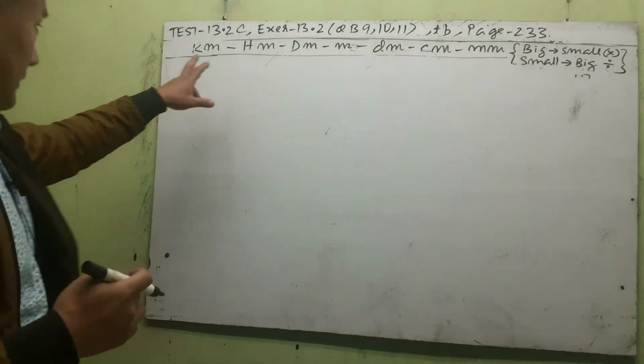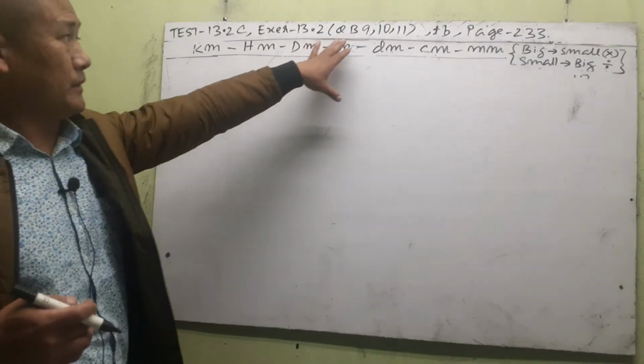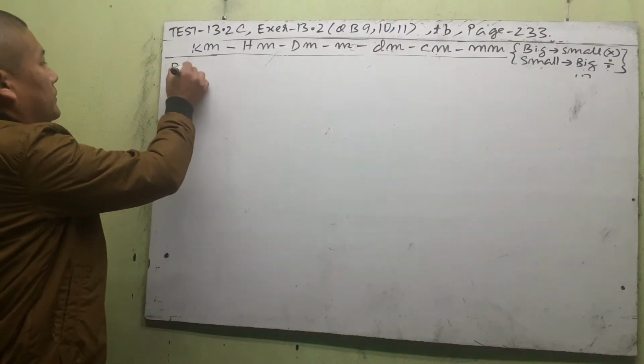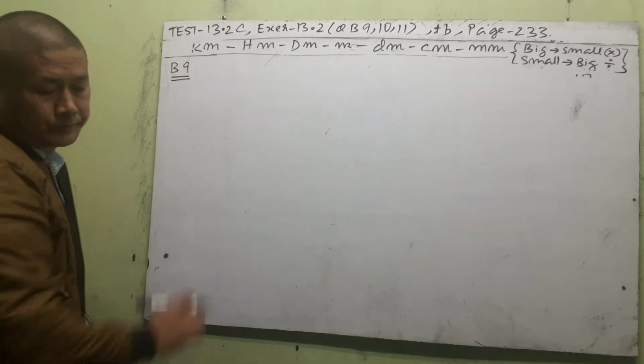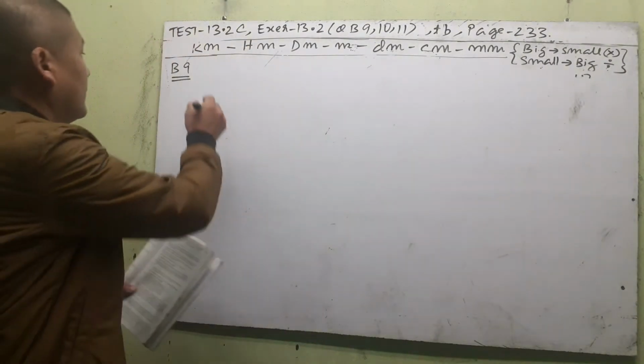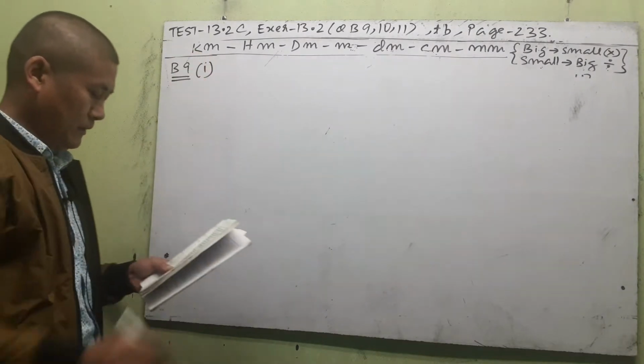Okay, the next test, this exercise 13.2C, includes B9, 10, 11. Page 233, so B9, let us go and read. Listen carefully. Let us do number 1.